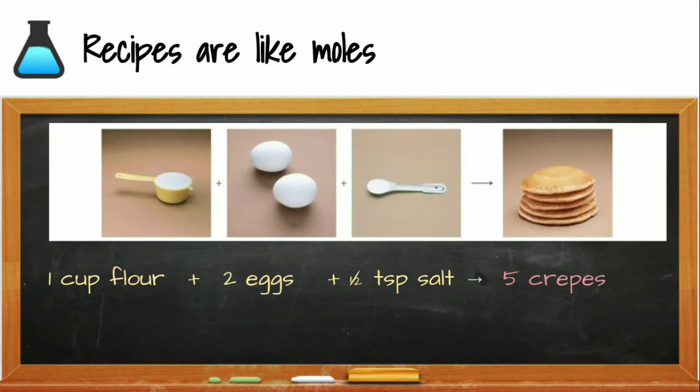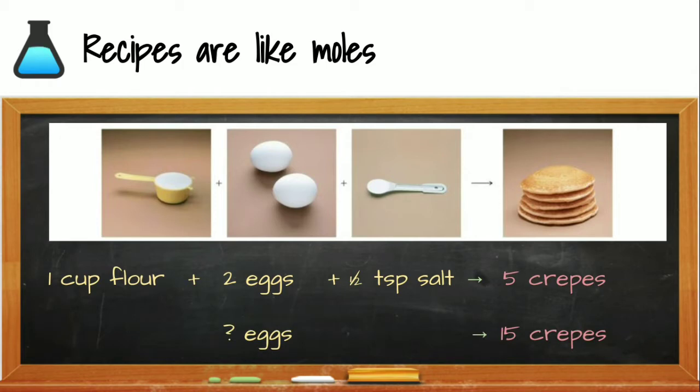Now, there's a lot of chemistry concepts that occur when you're making crepes. The first one is we use a recipe. Recipes give exact quantity relationships between the items that you have to put into the recipe and the number of pieces you get out of a recipe. So in this recipe, you need 1 cup of flour and 2 eggs and a half a teaspoon of salt to make 5 crepes.